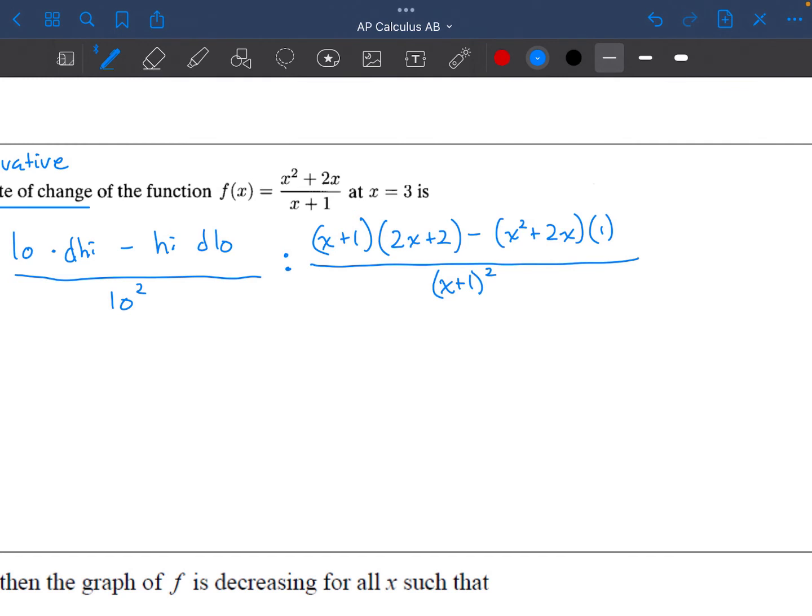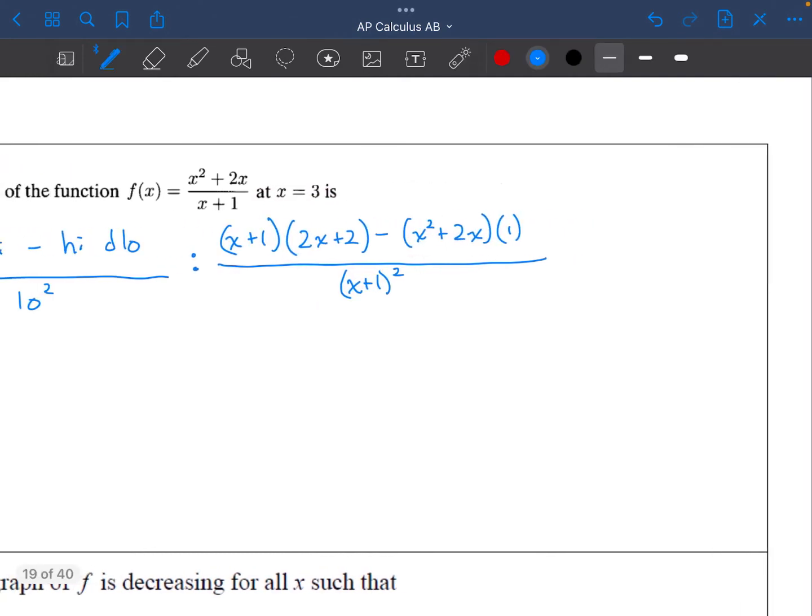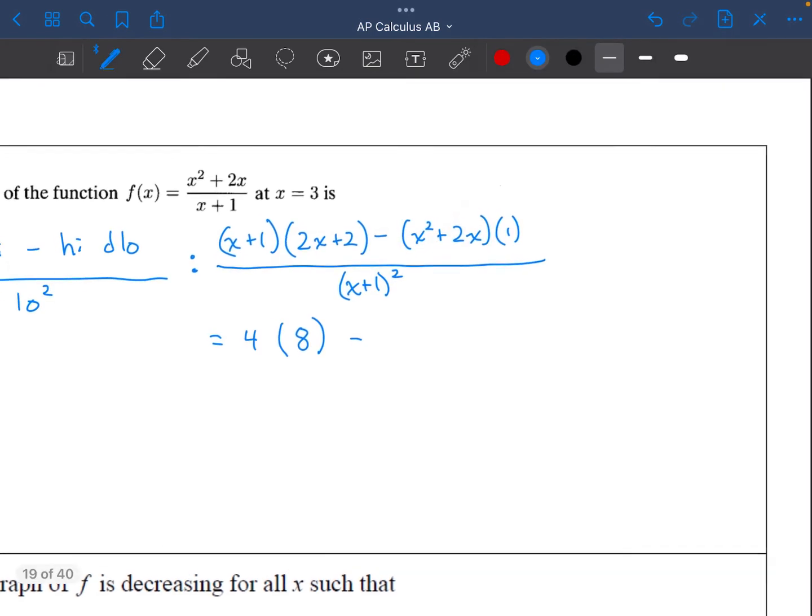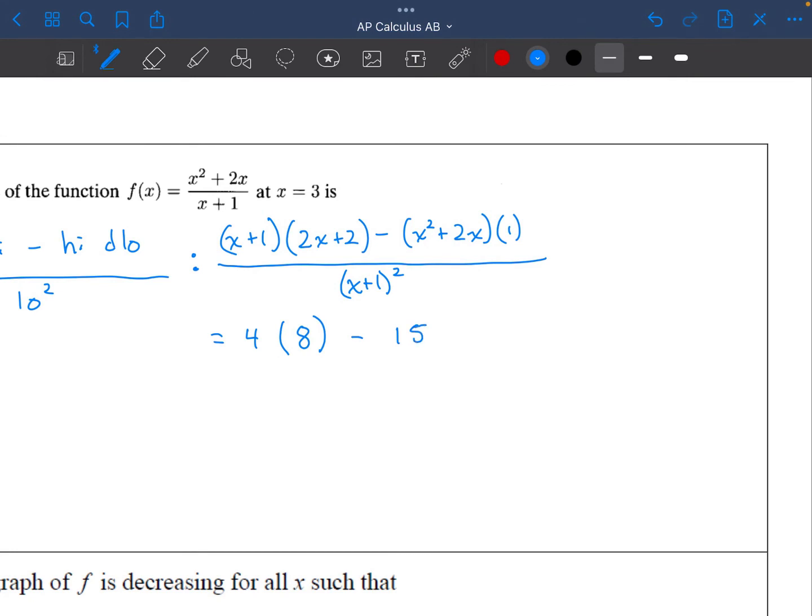All right, so we've taken the derivative. As soon as we can plug in that x is equal to 3, do it as soon as you can. And I can do it right now. All of these x's are going to turn into little cute 3's. This is going to be equal to 3 plus 1, which is 4, times 2x plus 2, which turns into 2 times 3, which is 6. 6 plus 2 is 8, so 4 times 8, minus, and then some more mental math: 3 squared is 9. 9 plus 6 is 15, so 15 times 1 is 15.